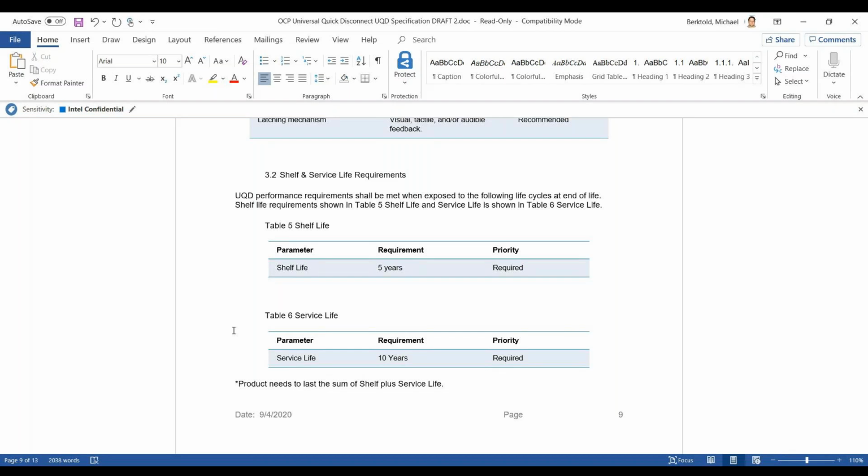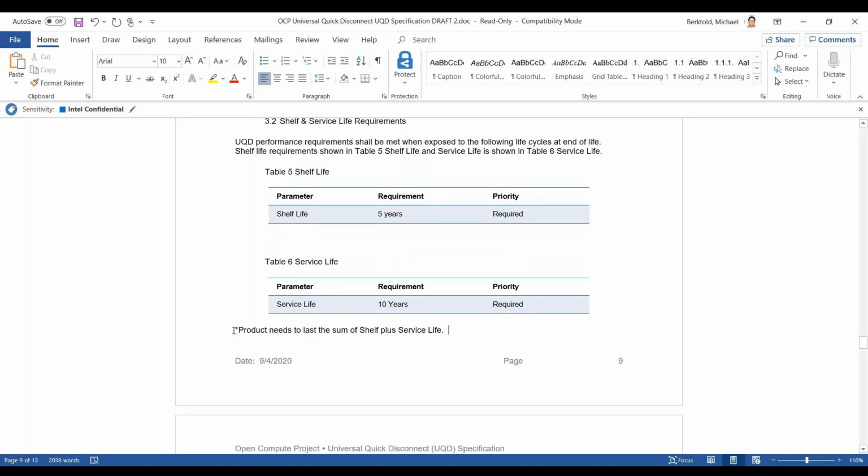Thanks, Mark. Yes, go ahead. On that, another question, if you don't mind. For the combined 15 years, is this something that's usually offered by vendors, even for their off-the-shelf products? I don't know that it's published that way, but when we review this with the suppliers, for the most part this fell in line with what their expectations were. Thanks. Okay.